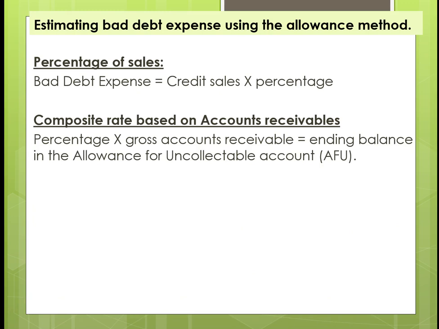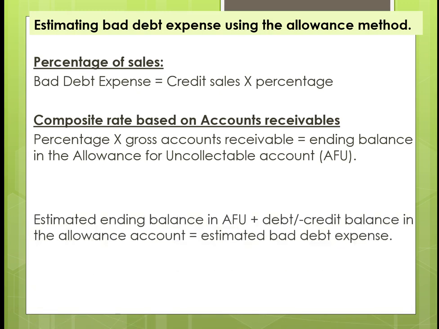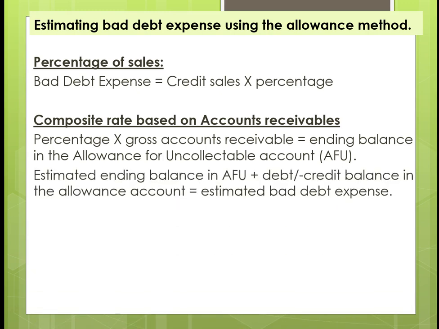So, the percentage times gross accounts receivable equals the ending balance in the allowance for uncollectible accounts. Estimated ending balance in allowance for doubtfuls plus debit minus credit balance in the allowance account will equal the estimated bad debt expense. Now we're going to look at some examples.